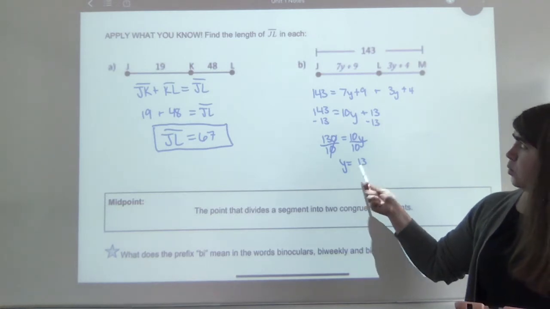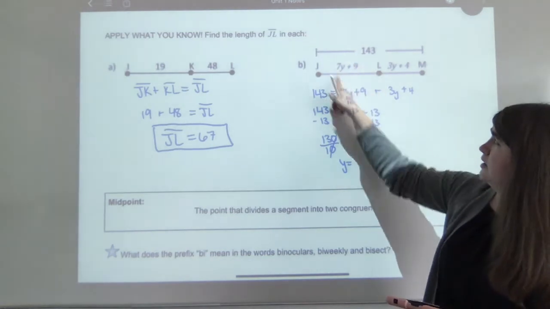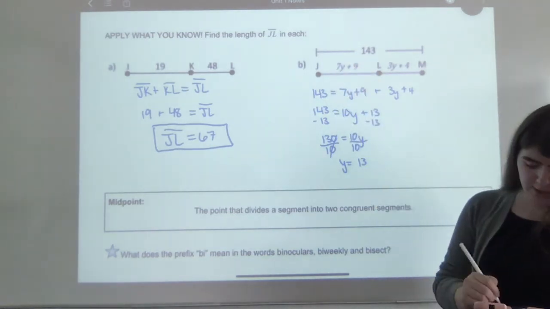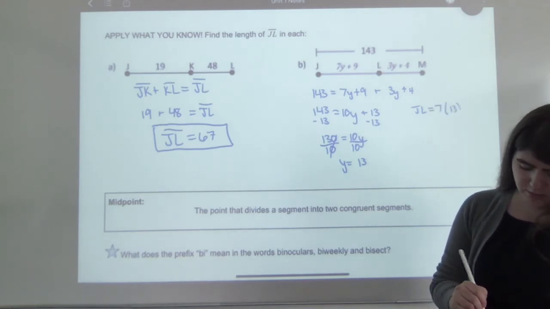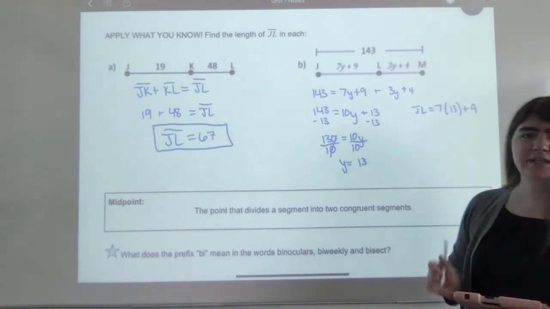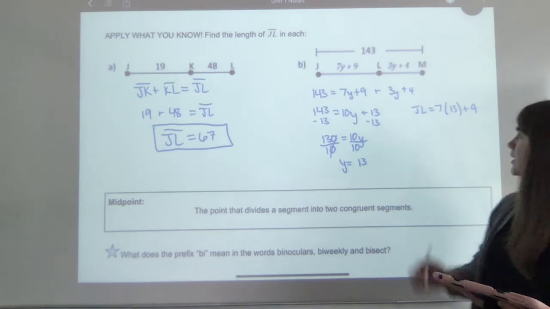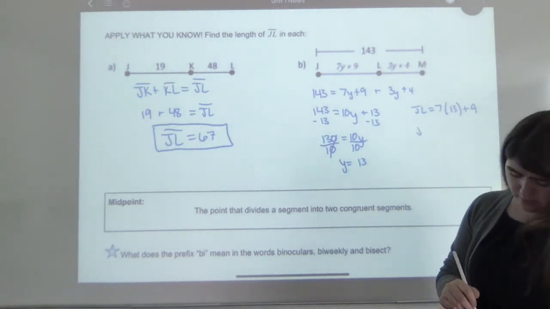So now that I know what y is, I can plug this into my equation for segment JL. So I have JL is equal to 7 times y, which is now 13, plus 9. 7 times 13 is equal to 91. 91 plus 9 is equal to 100. So I can say that segment JL is equal to 100 units. Alright.